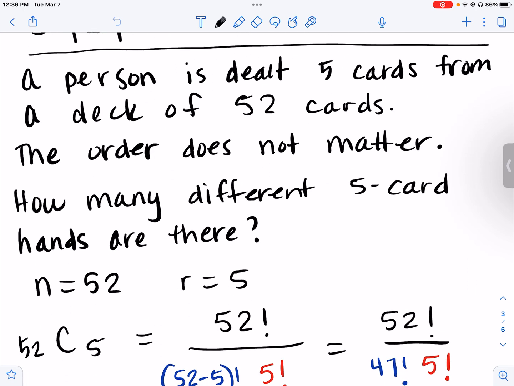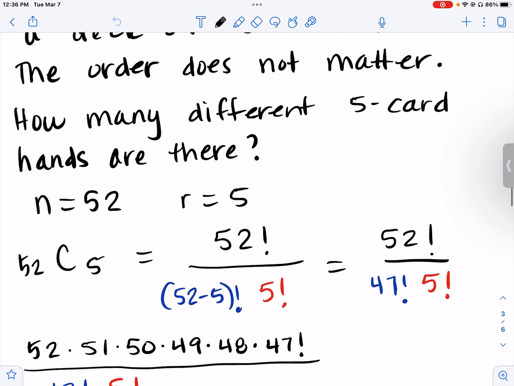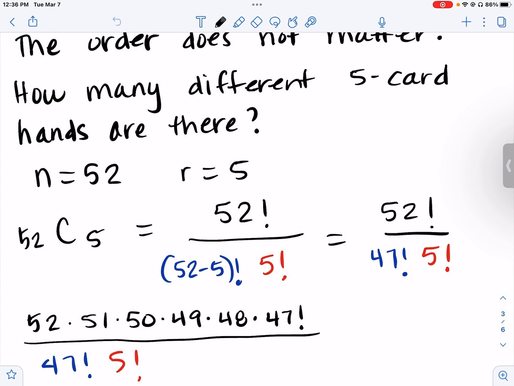A person is dealt 5 cards from a deck of 52 cards. The order does not matter. How many different 5-card hands are there? So N is the 52 cards to choose from. R is the 5 cards to pick. Okay, so it's a combination of 52 choose 5. N goes on top, 52 factorial. On bottom is N minus R, so 52 minus 5 in parentheses, factorial, and then R factorial.